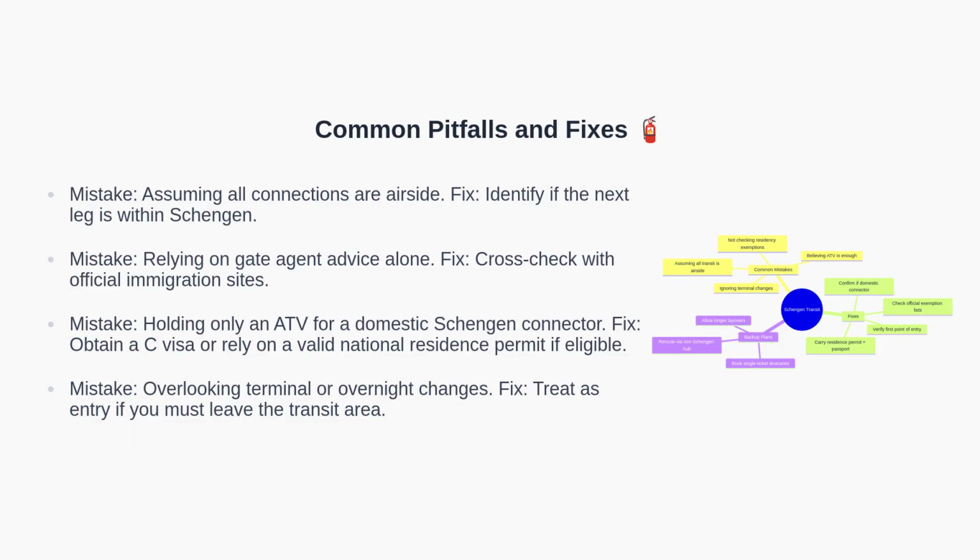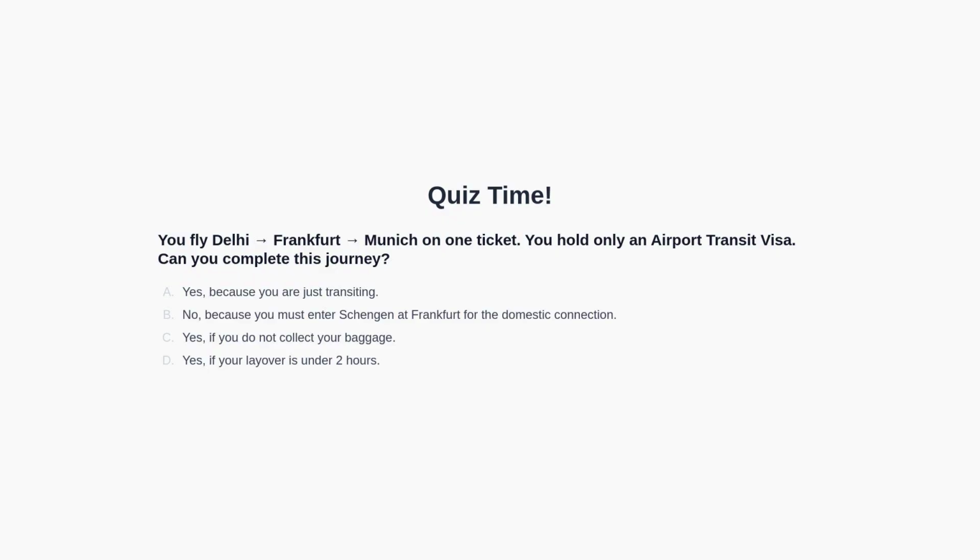Meanwhile, these are frequent pitfalls and their remedies. Many travelers assume all connections are airside, but if the next leg is within Schengen, you will likely need to enter. Do not rely solely on airline or gate agent advice. Cross-check with official immigration sources. If your route has a domestic Schengen connector, an airport transit visa will not suffice. You will need a Schengen visa unless you hold a qualifying national residence permit. Also, terminal changes or overnight connections that force you out of the transit area should be treated as entry, requiring proper authorization.